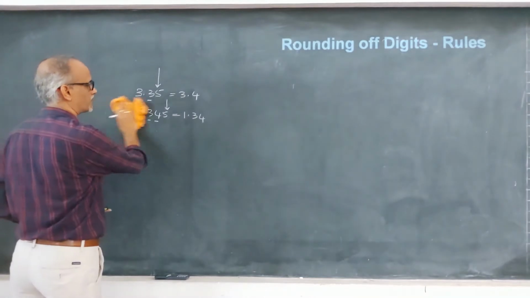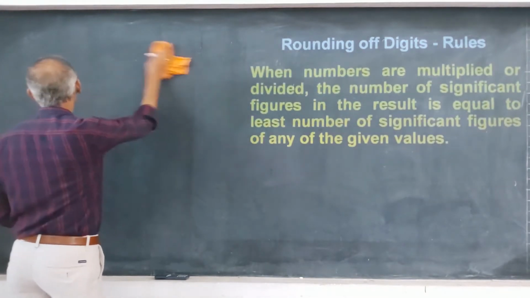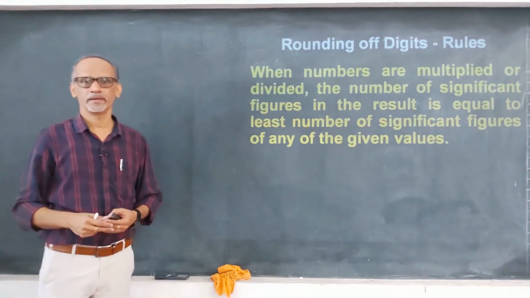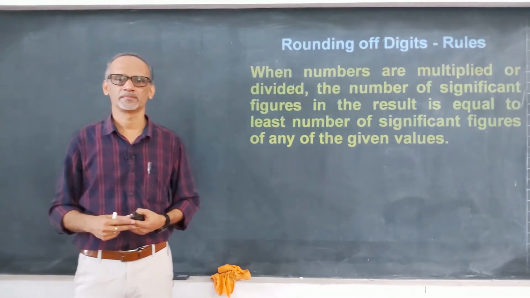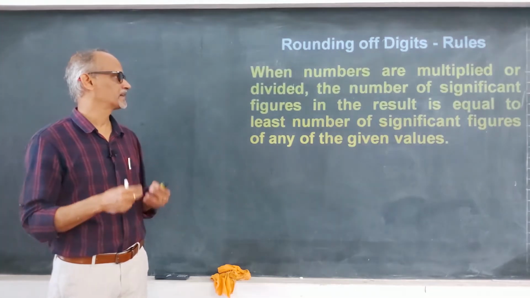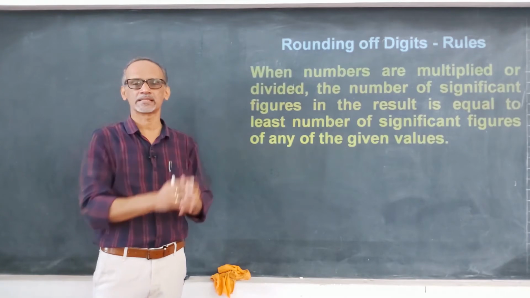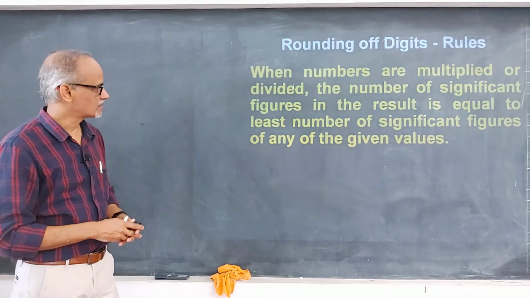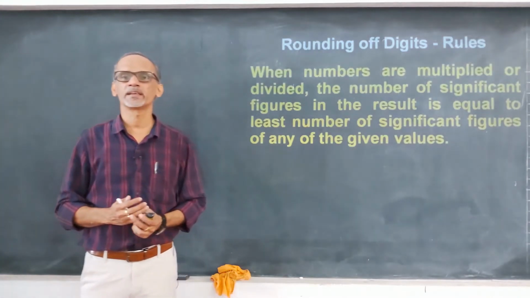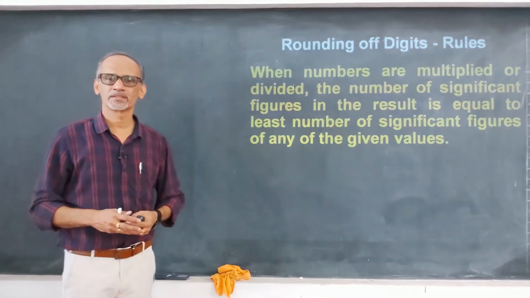That rule is when the numbers are multiplied or divided. When the numbers are multiplied or divided, the number of significant figures in the result, that is, say, after multiplying we get an answer, correct? That is the result. The number of significant figures in the result is equal to the least number of significant figures of any of the given values. So let us try to digest this entire statement.